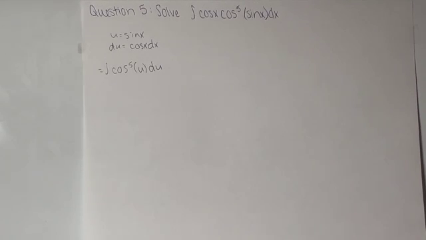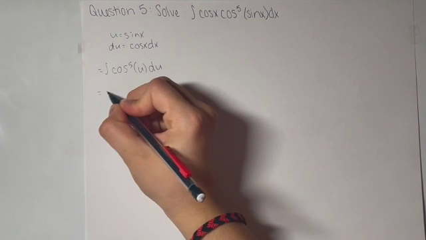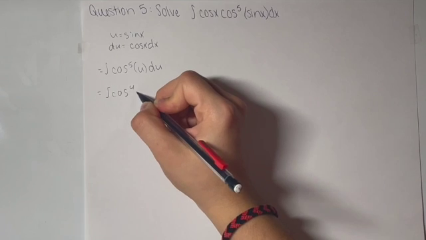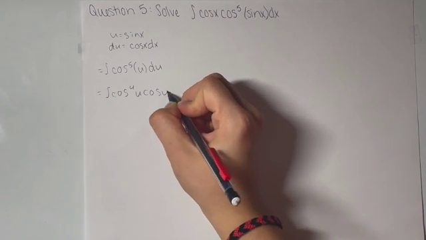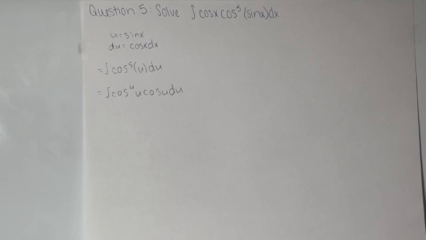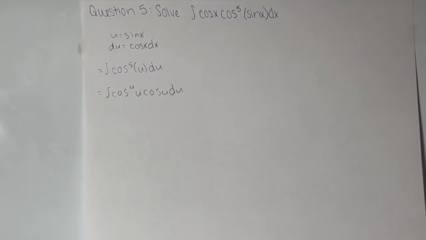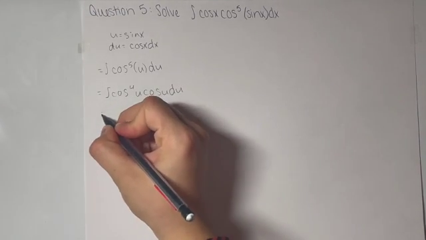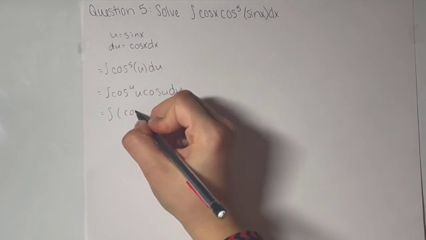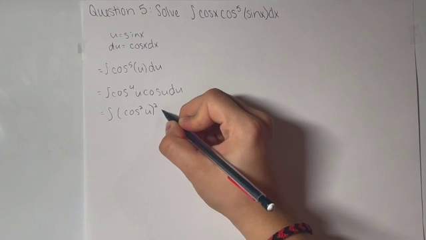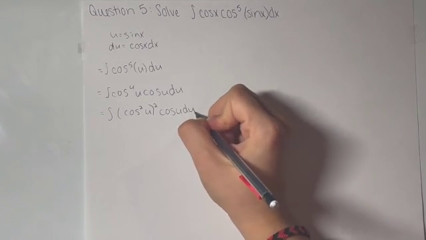Now we can split up cosine to the 5th into cosine to the 4th and cosine u, giving us the integral of cosine to the 4th u cosine u du. We can also split up cosine to the 4th into cosine squared u, all squared, giving us the integral of cosine squared u squared cosine u du.